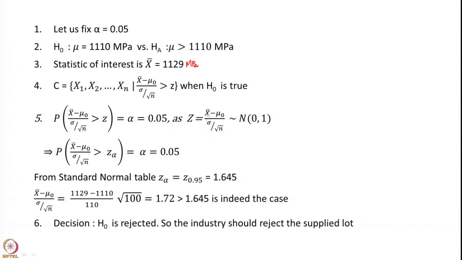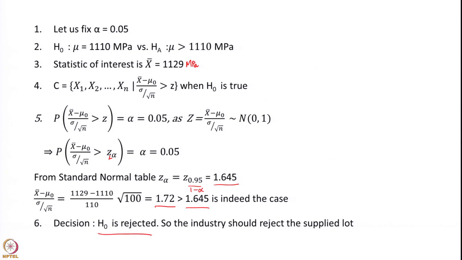So, we say that Z is distributed as normal 0, 1. I think by now you must have realized what procedure we are following. So, this becomes alpha, which has to be 1 minus alpha. It has been calculated as 1 minus alpha, but it has not been written correctly. So, we find that this particular value is 1.72. And for alpha, the Z value is 1.645, and 1.72 is indeed greater than 1.645, and therefore the hypothesis is rejected.